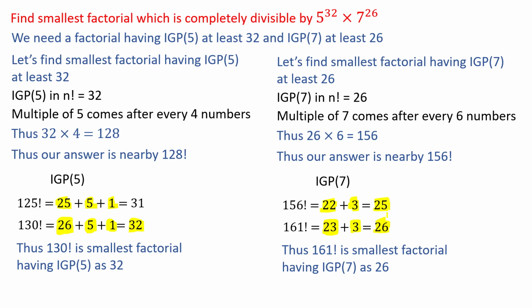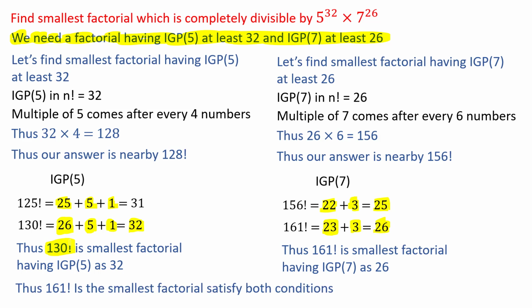Okay everyone, so how to decide our answer now? We want a factorial having IGP of 5 as at least 32 and IGP of 7 as at least 26. 130 factorial is the smallest factorial having IGP of 5 as 32, which means every factorial more than or equal to 130 factorial will satisfy this condition, at least 32 5s. And we want at least 26 7s. 161 factorial and every factorial more than 161 factorial satisfies this condition. So from this we can say that 161 factorial is the smallest factorial having IGP of 5 as at least 32 and IGP of 7 as at least 26. So 161 factorial is the smallest factorial which satisfies both conditions. So our answer is 161 factorial.